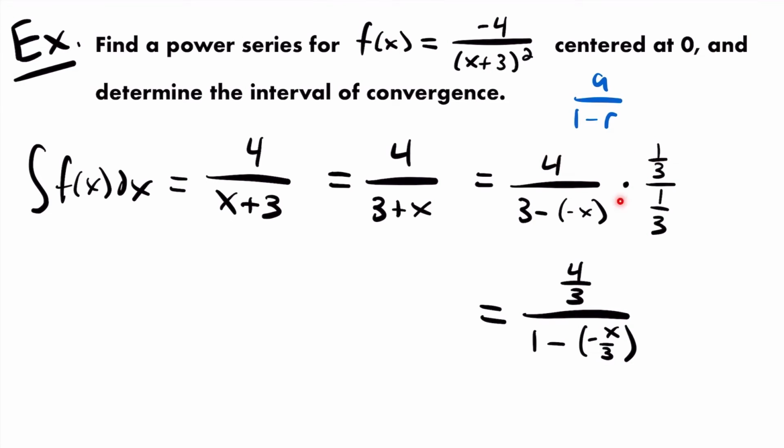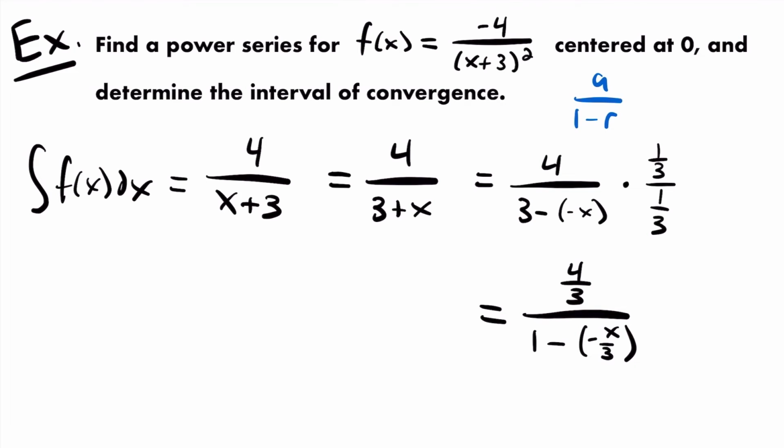1/3 times 4 is 4/3, and then 1/3 times 3 is 1, and 1/3 times the negative x is negative x divided by 3. Okay, and so what we're left with is a function that is in the form of the sum of a geometric series. We have a constant divided by 1 minus some common ratio. And we have x multiplied by a constant multiple of negative 1/3, which is totally fine to have for that common ratio.